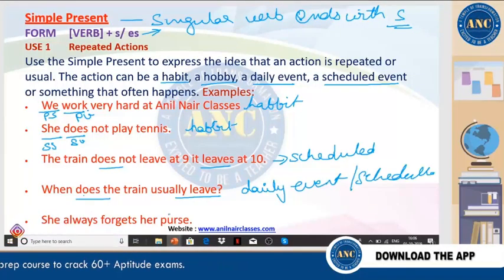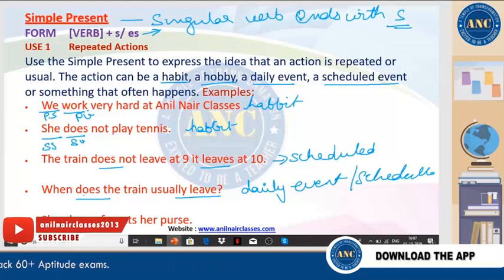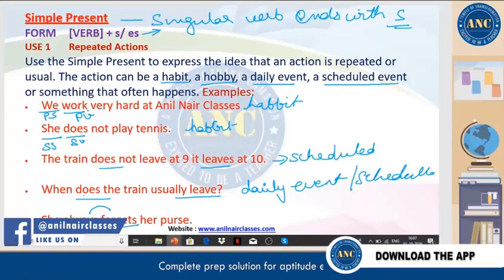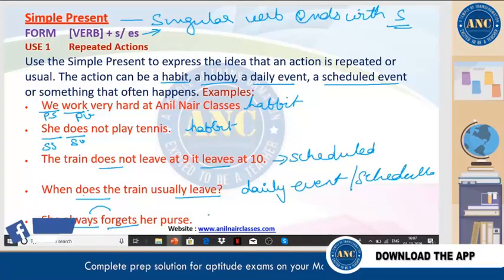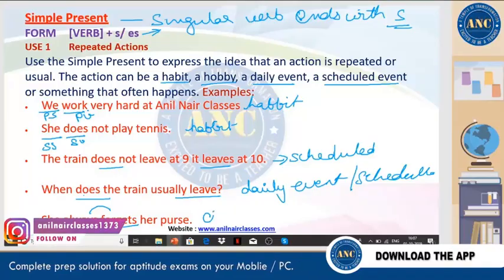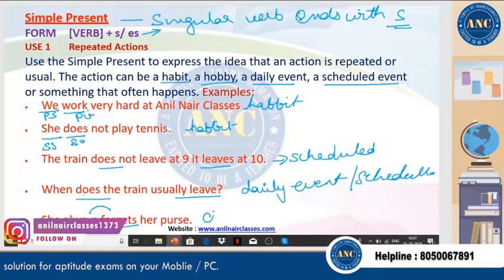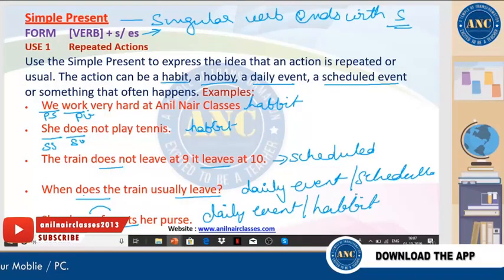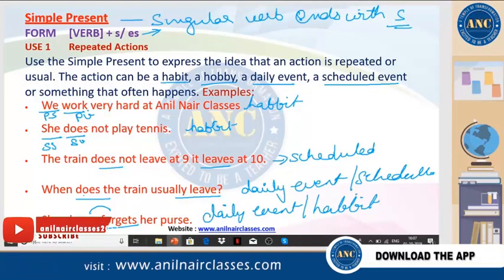She always forgets her purse. Always is talking about the frequency, right? So always means it's a daily event. Forgets is the present tense. So we know it's a daily event or it is her habit. A repeated event is coming. So in all these places, repeated actions, habits, hobbies, events or scheduled events are there. So we have used the present tense. Clear?